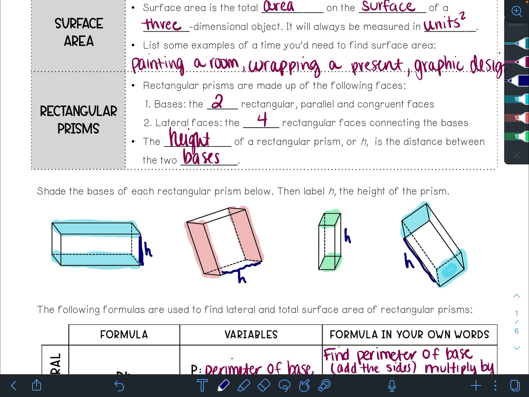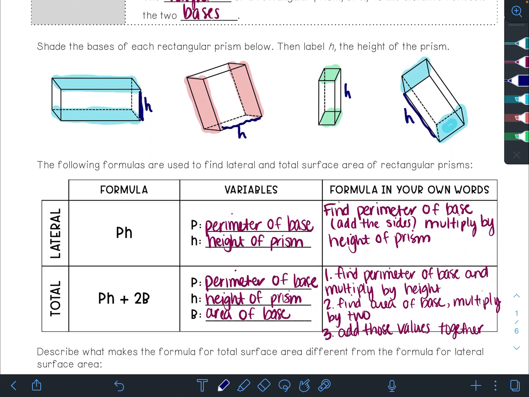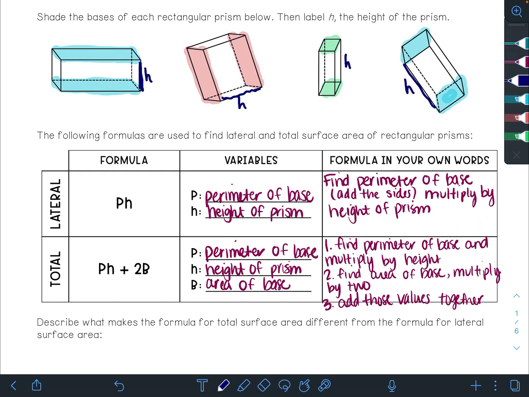So if we want to discuss the two formulas, you have lateral surface area and total surface area. Lateral surface area is the faces, not bases. And if you recall from my video from yesterday, big P is the perimeter of the base and H is the height of the prism. In our own words, we have to find the perimeter of the base, add all the sides up, and then multiply it by the height of the prism.